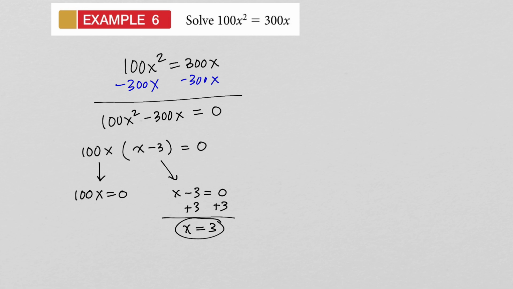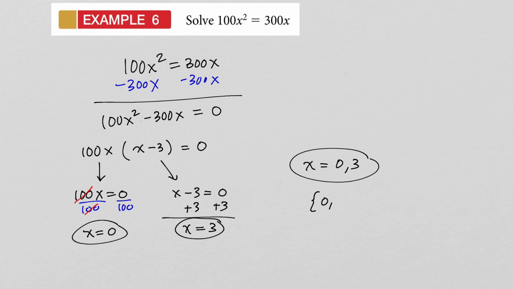And the other one's a little bit confusing sometimes for students, but this is 100 times x. So to solve this for x, we just divide by 100, right? Because that cancels that out, and we end up getting x is equal to 0 divided by 100, which is 0. So we have two answers. We have 0 and we have 3. And of course, we can write that as a solution set.